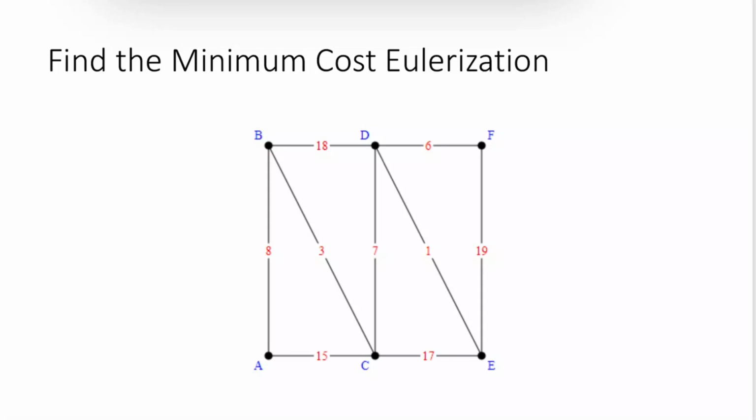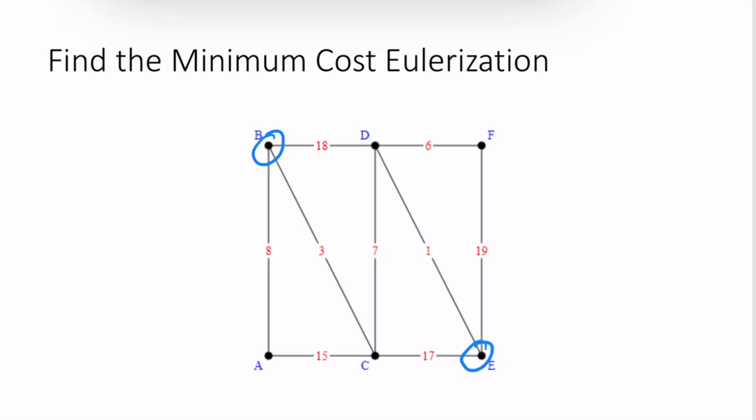And so in this case, it might not necessarily be the minimum number of edges you're duplicating, but rather the cheapest way that you're duplicating them. So I'll go ahead and do this one as an example. When I look at this one, this graph does not have an Euler circuit because vertex B and vertex E both have an odd degree. The rest of the vertices are all even, so they're good.